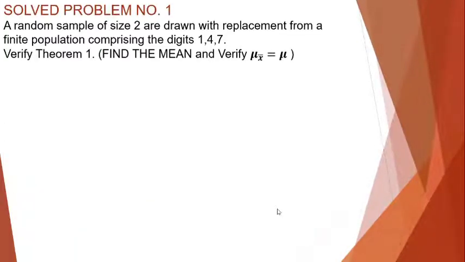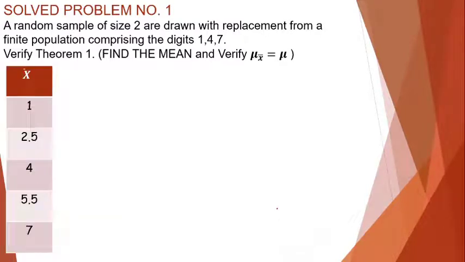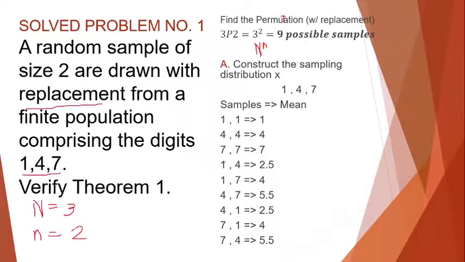Now, how can we verify? Una, inarrange natin yung mga naging given natin: 1, 2.5, 4, 5.5, and 7. So, balik tayo dito. Ilang 1 meron tayo? Isa. Ilang 4 meron tayo? 3. 2.5, ilan meron tayo? 2. Ilan meron tayong 5.5? 2. Ilan ang 7 natin? Isa.